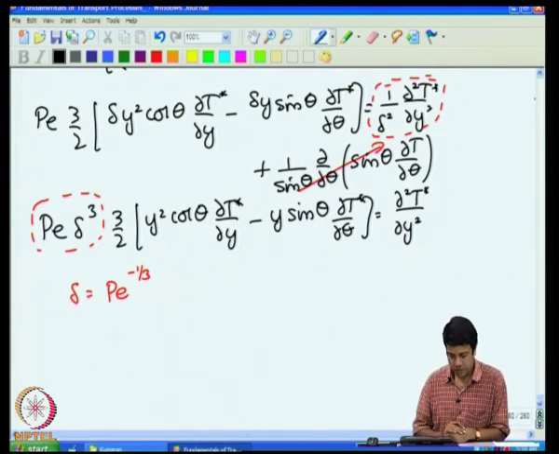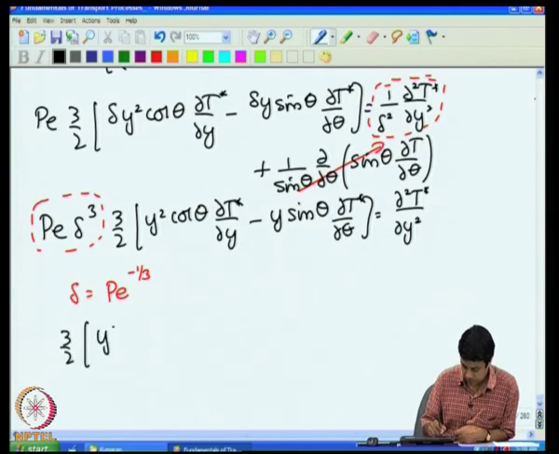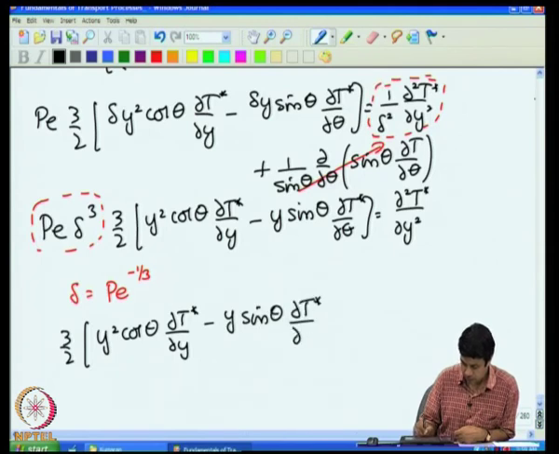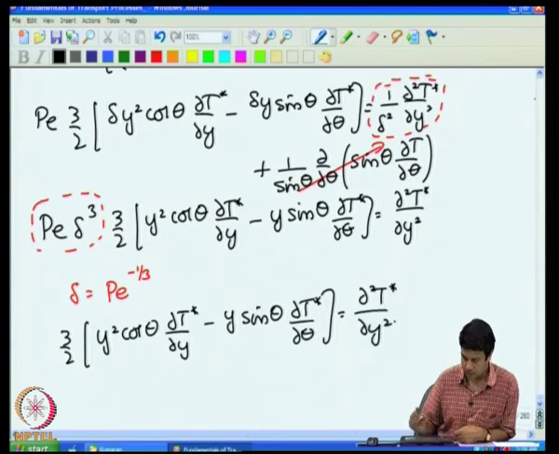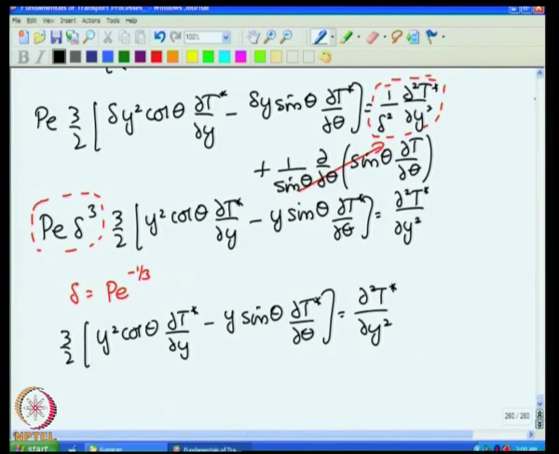So, if we use delta equal to Pe to the power minus 1/3, then our equation becomes 3/2 y squared cos theta partial T by partial y minus y sin theta partial T by partial theta is equal to partial squared T by partial y squared. So, this is a partial differential equation, containing two variables, one is theta and the other is y. In the previous case, we had only one component of the velocity.